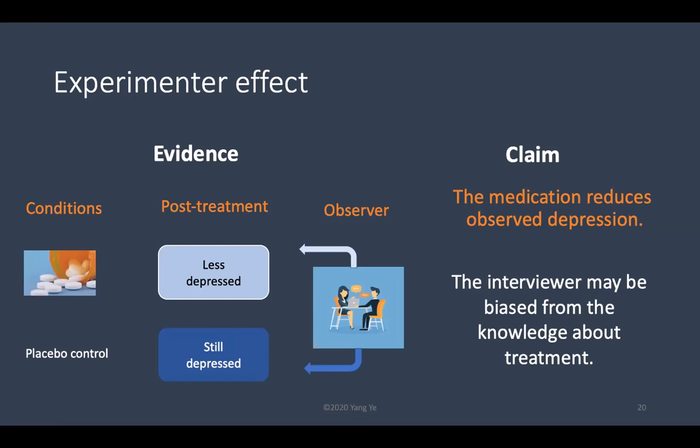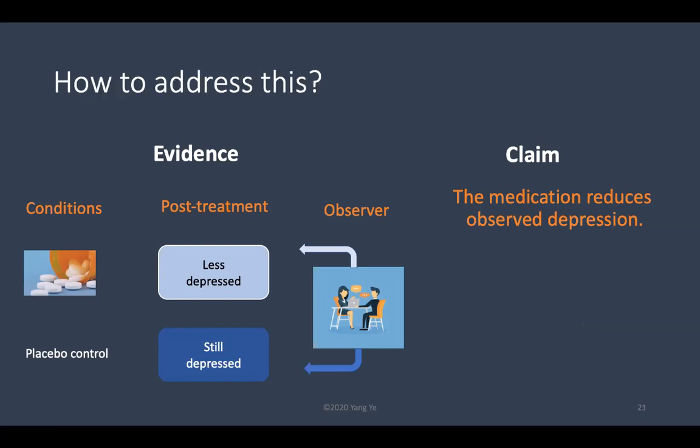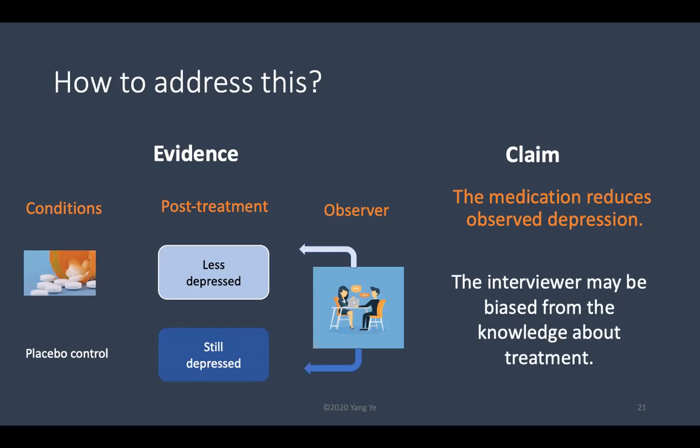Like, have you noticed an improvement? Are you feeling better now? These are one-sided questions that encourage positive answers. So this is one way that the assessor might actually be biased. Again, it's an experimental effect, if the experimenter happened to know what's going on, who is in the treatment group and who is in the control group.